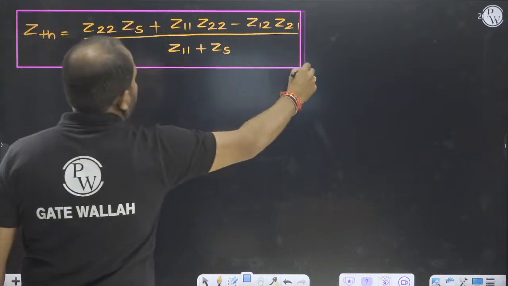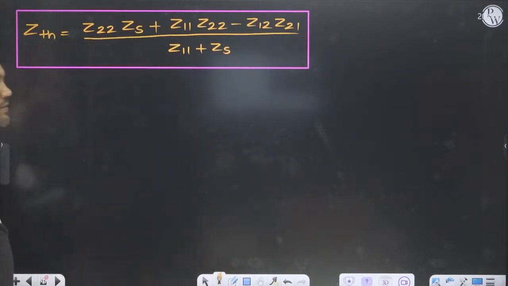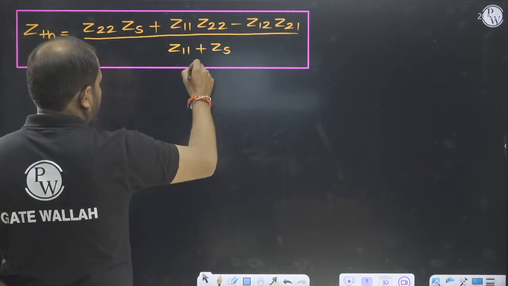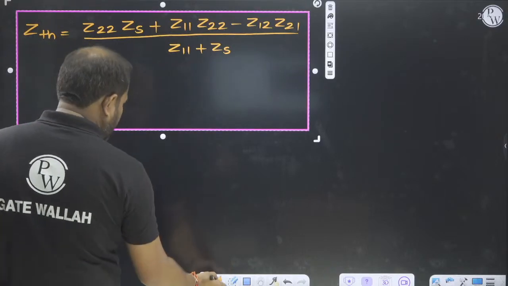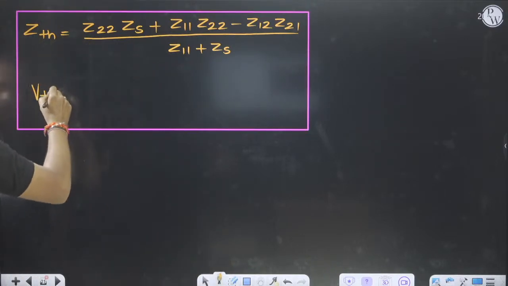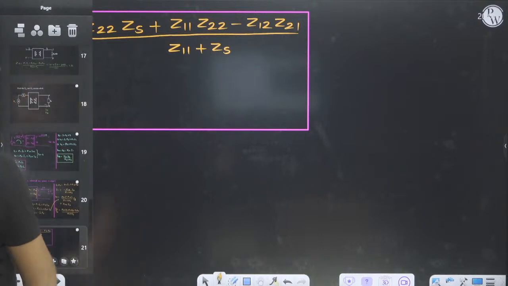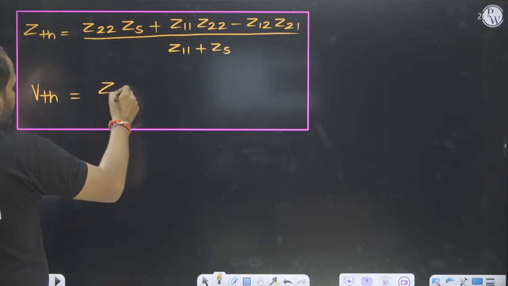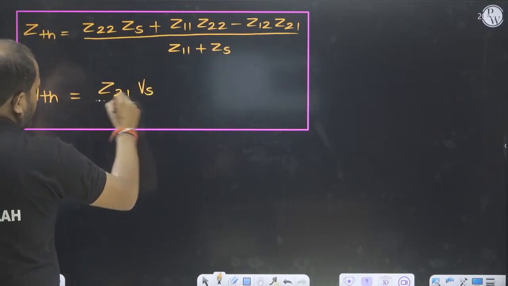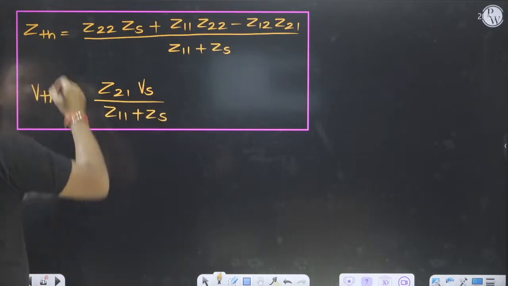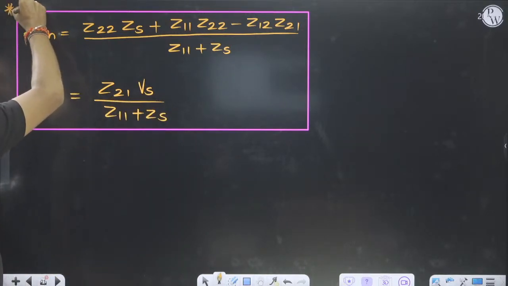This is the point here. If I put ZS equal to infinite, you will get the answer. And VTH is equal to Z21 VS divided by Z11 plus ZS. So this is a very important formula you have to remember.